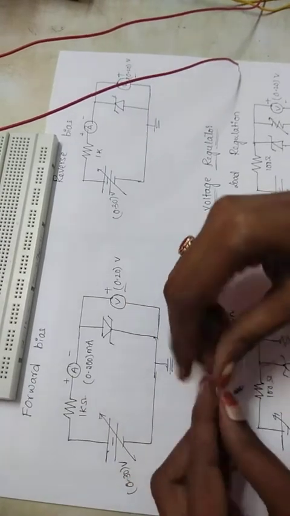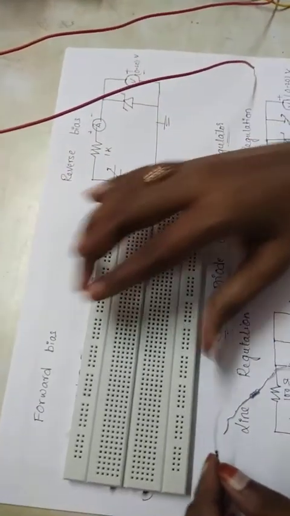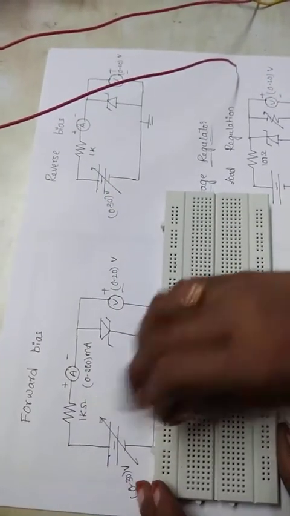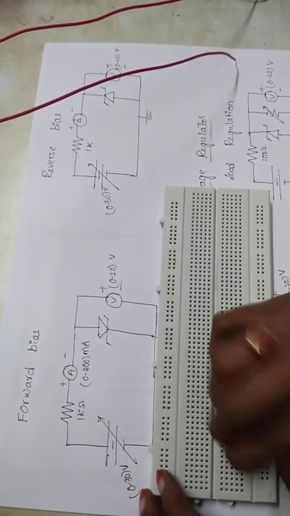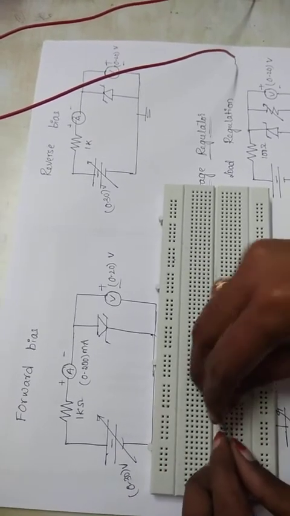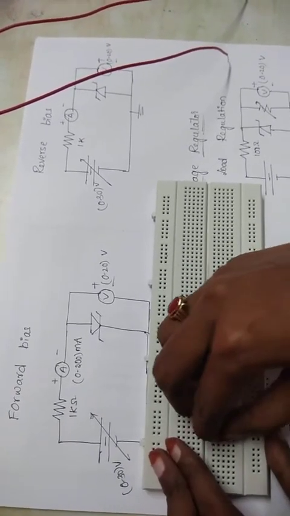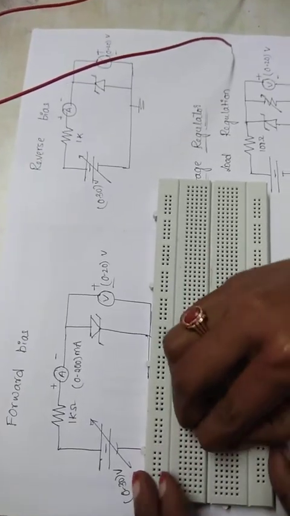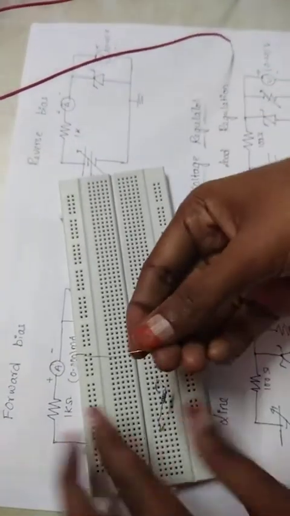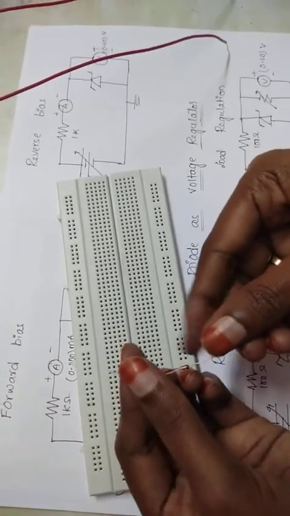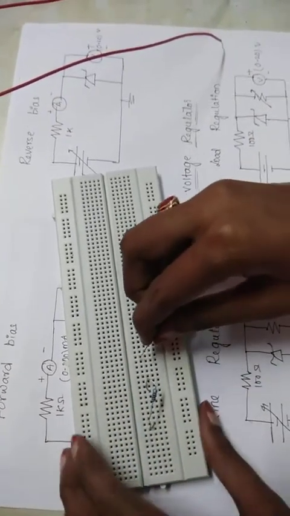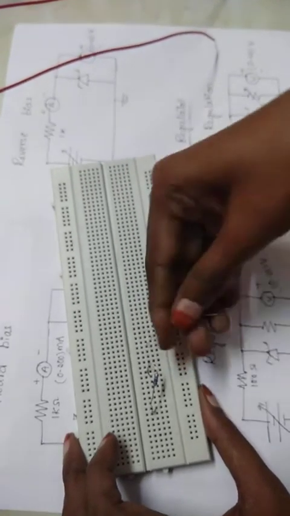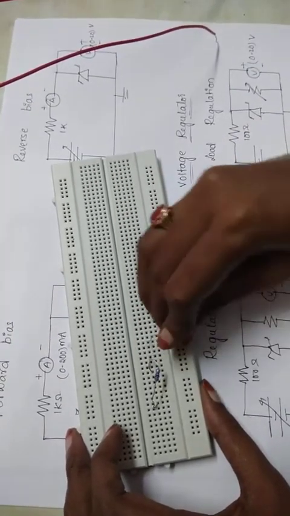So let us do the connections. Here I have a breadboard, and I am using a 1K resistor. Next, this is the diode. The black side is the cathode, and this one is the anode. I am doing forward bias, that's why the anode is connected to the circuit and the cathode is grounded.